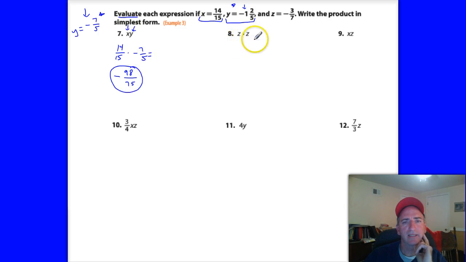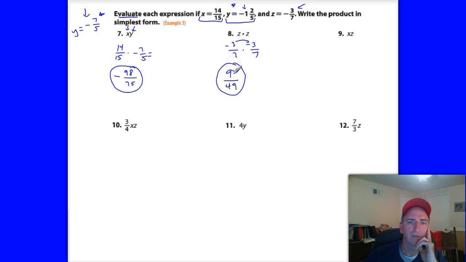Okay, number 8, z times z, that's negative 3/7. Negative 3 over 7 times negative 3 over 7. And yes, you need to write that on your page. Negative times negative is positive. No factors to cancel out, so 3 times 3 is 9, 7 times 7 is 49. And basically it's positive because it's negative times negative. And that's all you can do. It cannot reduce anymore. The truth is, if you take all the factors out in the original problem, you won't have to reduce anything. It's a lot easier to do it that way.